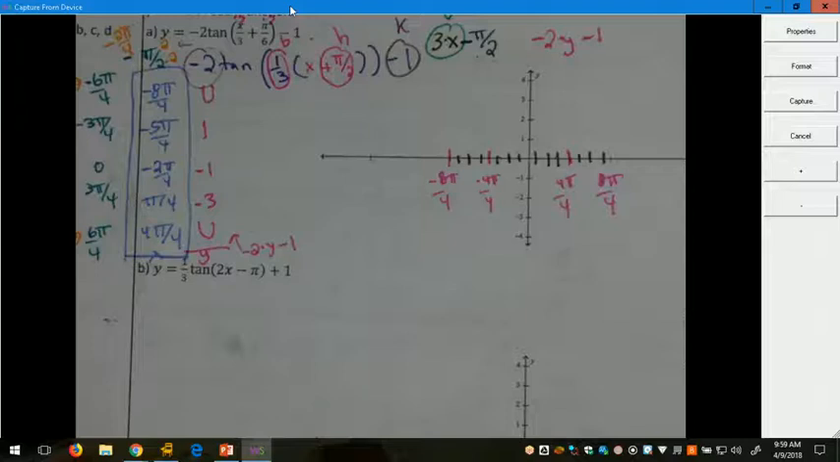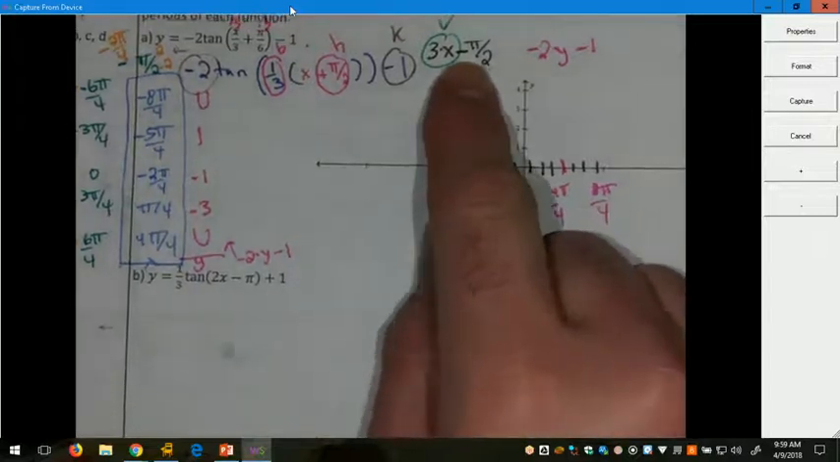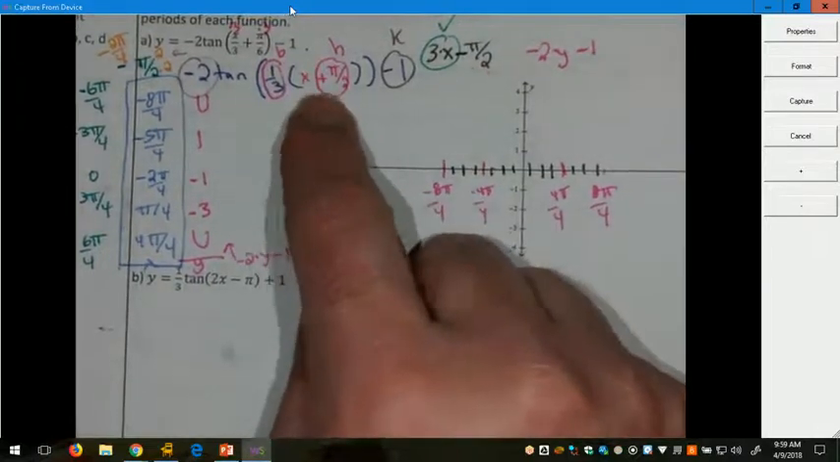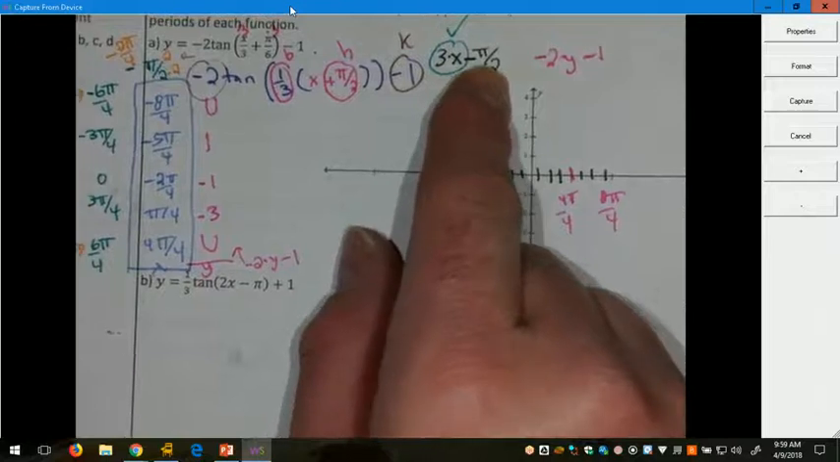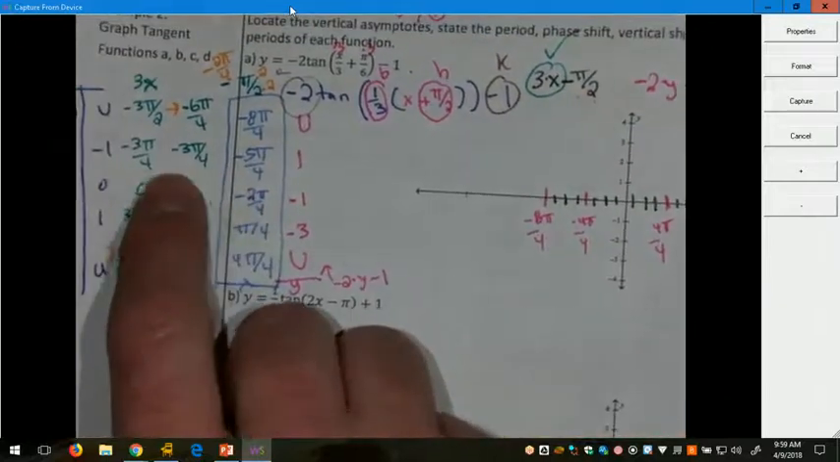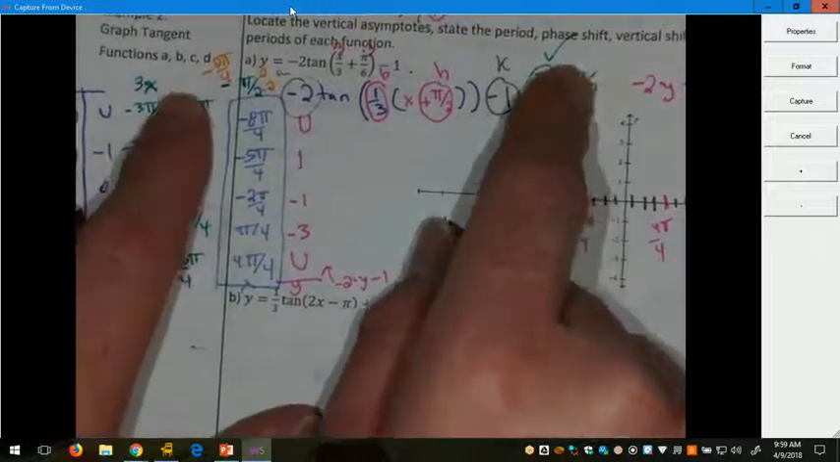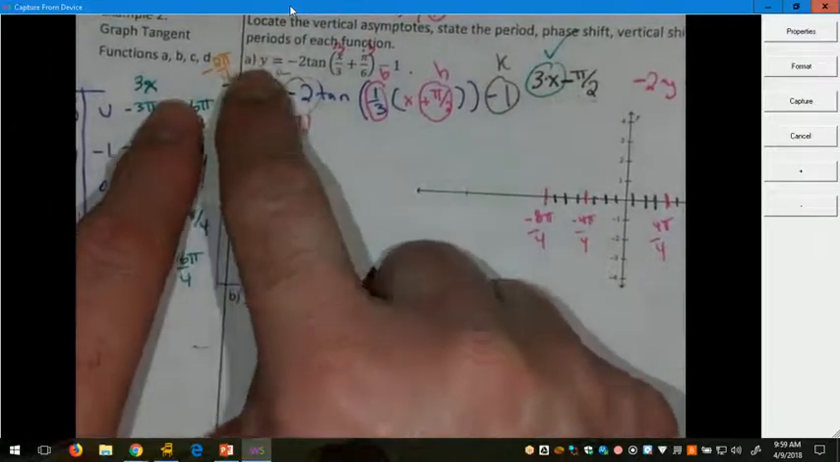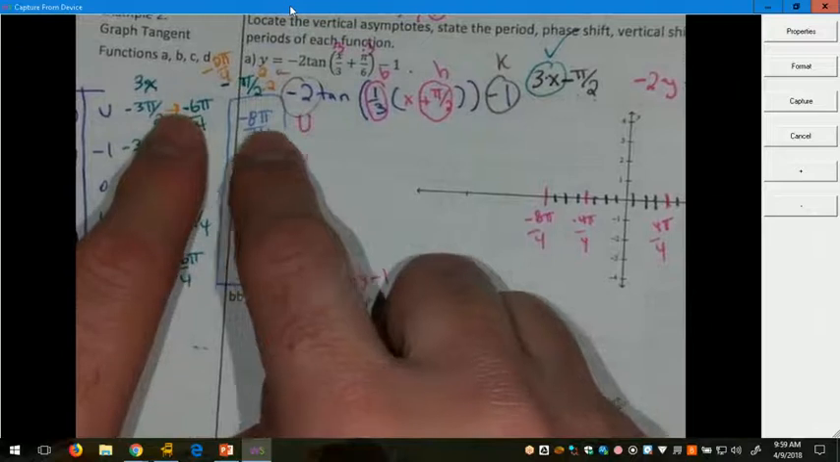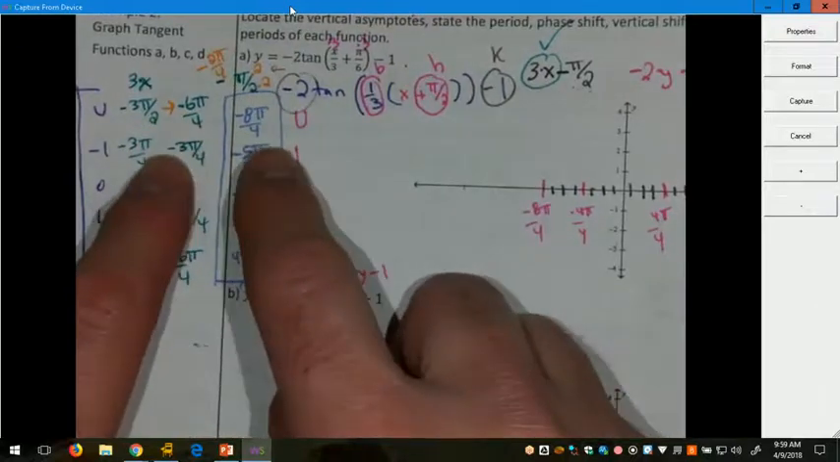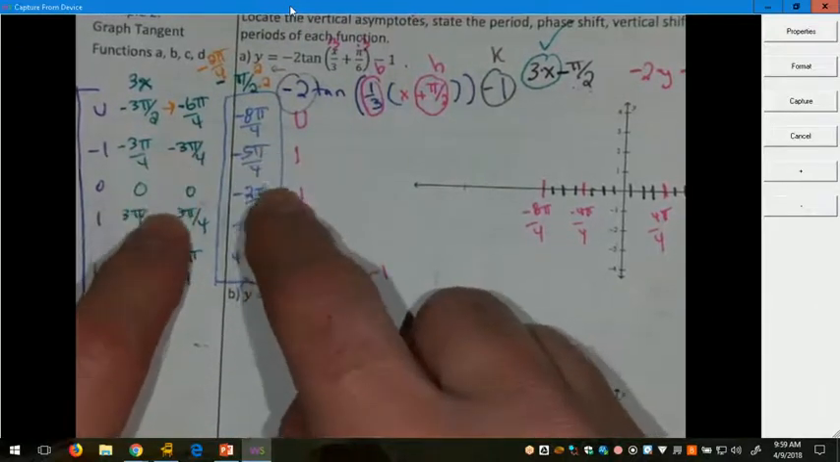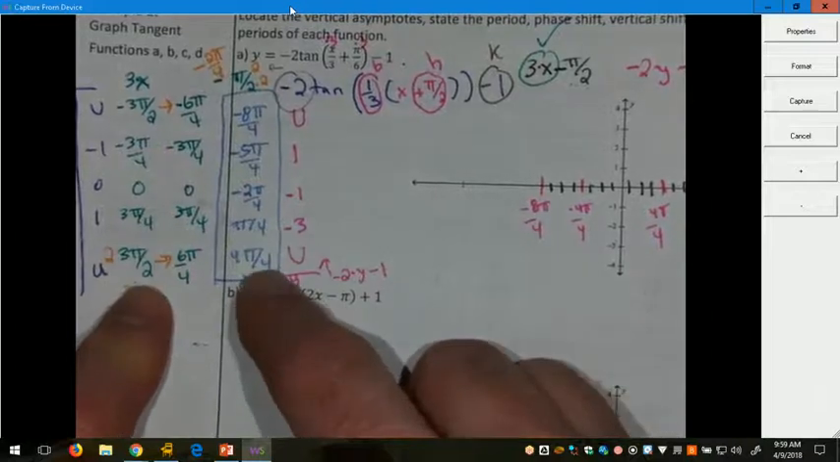Yes, sir. What was the second transformation for x? For the x, we were supposed to subtract, because it was plus pi over 2, we were supposed to subtract pi over 2. But these were all in terms of fourths, so I multiplied that by 2 on top and bottom, and I subtracted 2 pi over 4. 6 minus 2 is negative 8, negative 3 minus 2, 0 minus 2, 3 minus 2, 6 minus 2.